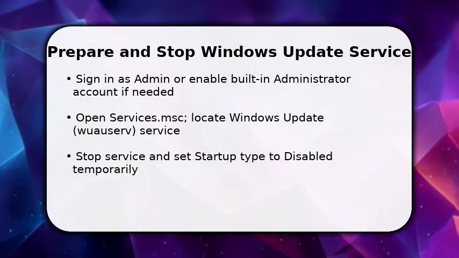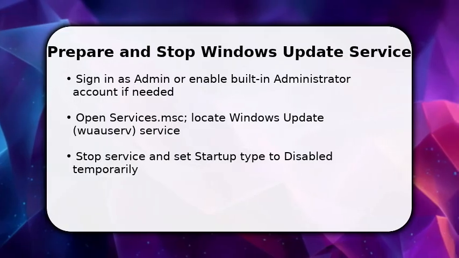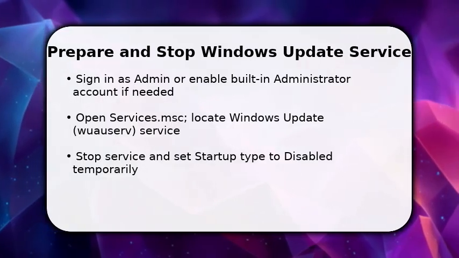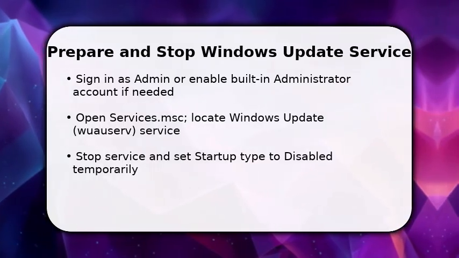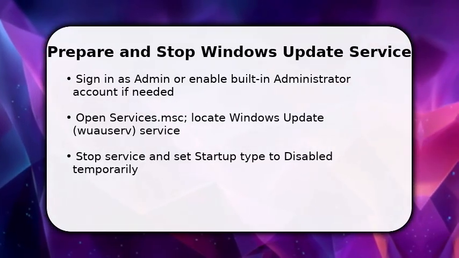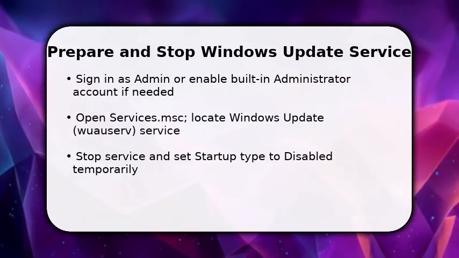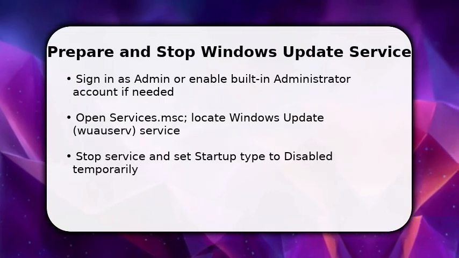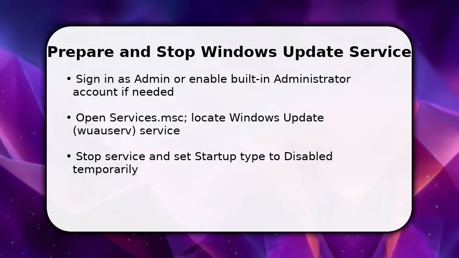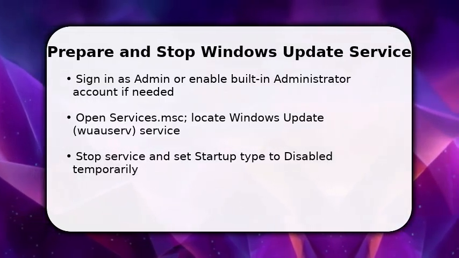You start by using an administrator account because these changes require elevated privileges. Open Services.msc. Now find Windows Update, right-click and choose Stop. This halts downloads immediately. Once done, double-click the service, change startup type to Disabled to prevent automatic restart, and click Apply. Make sure to confirm any UAC prompts.